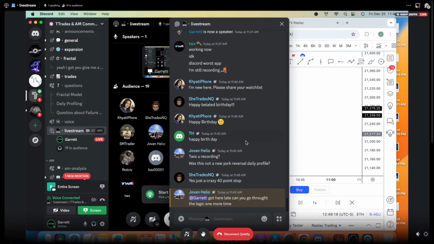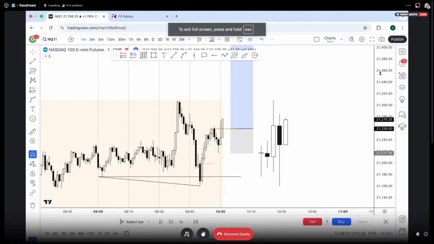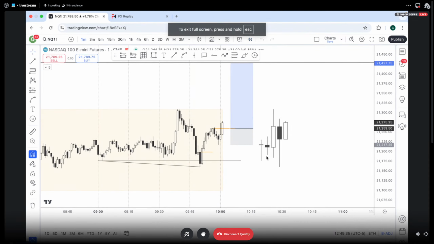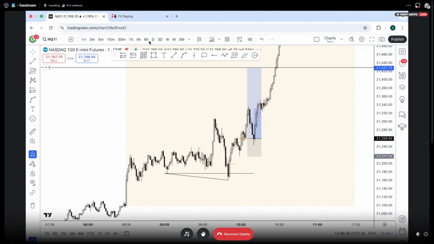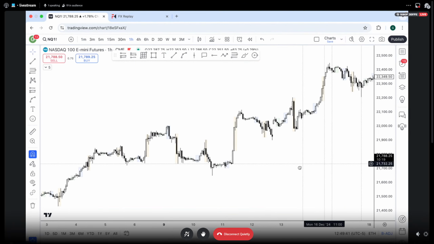Yeah, I can go through the 40-point stop loss. I was just not about to do that personally, but it's technically valid. Okay, I'll go over the logic one more time. So the daily profile, it's not really that clean, to be honest with you. So what we had previously, basically the relevant time.